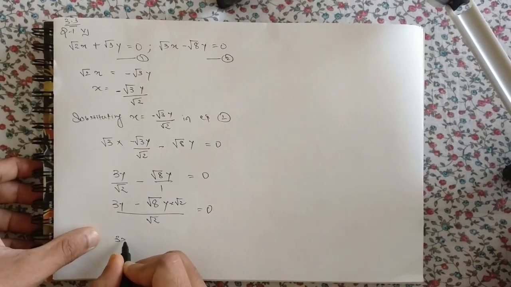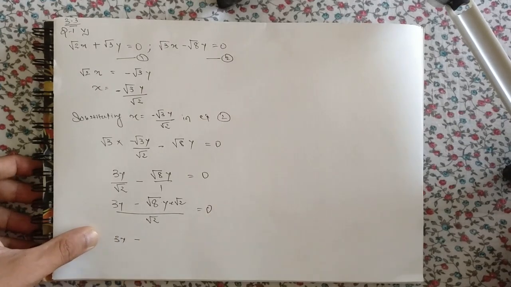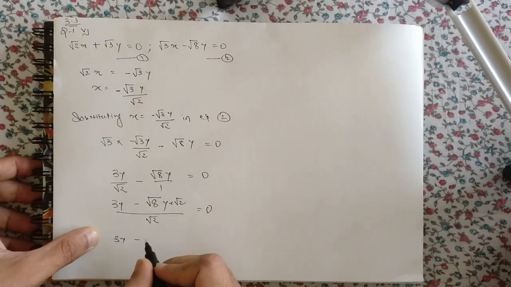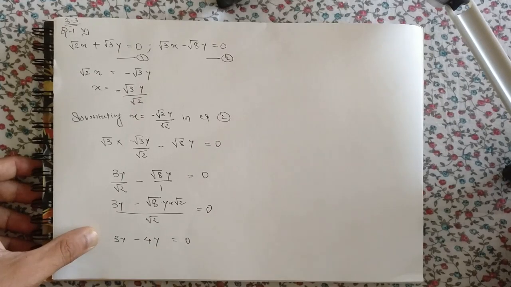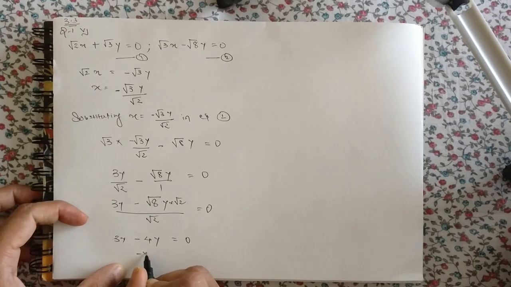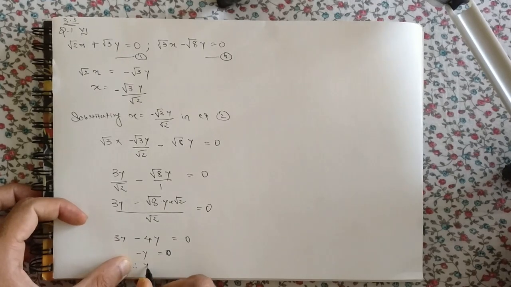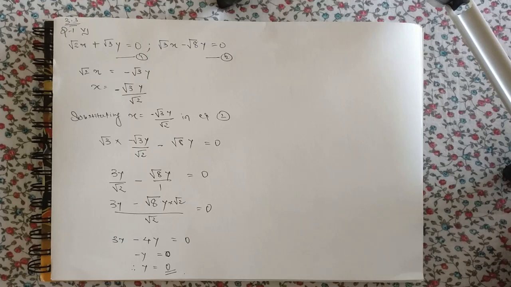So 3y minus root 8 into root 2 is root 16. Root 16 is 4. 3y minus 4y is equal to 0. So 3y minus 4y is minus y is equal to 0. If minus y is 0, what will be plus y? Therefore plus y is also 0. So we got the value of y.